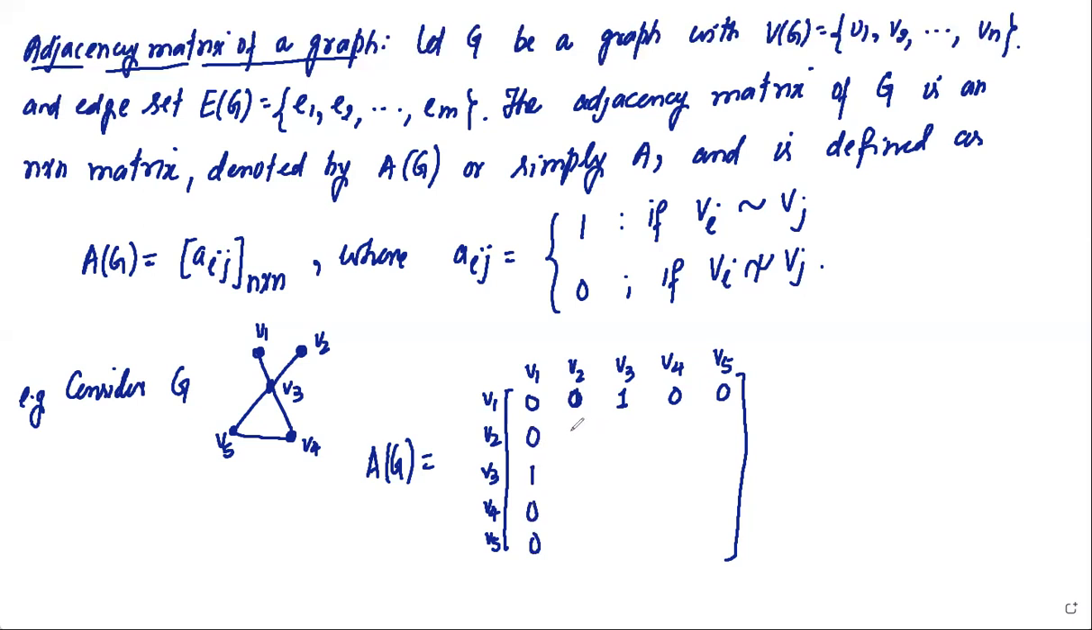Now this is the entry A2,2. Again, this is equal to 0. Now we will check if V3 and V2 are adjacent. Now V2 is adjacent with V3, so here we have 1. V3 is adjacent with V4 and also with V5, so here this is equal to 1, and this is also equal to 1.